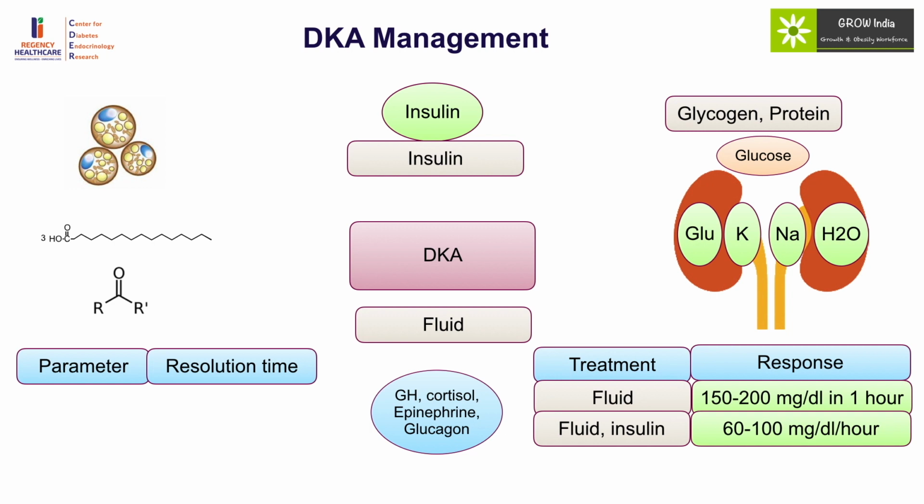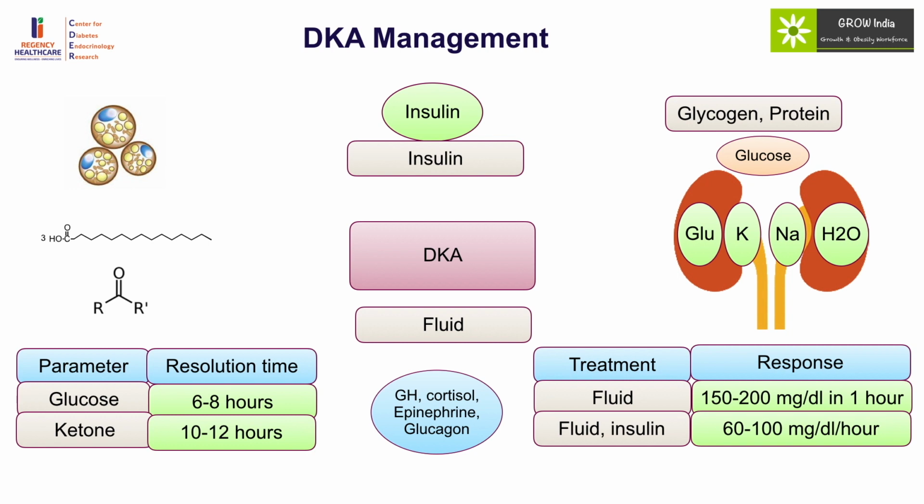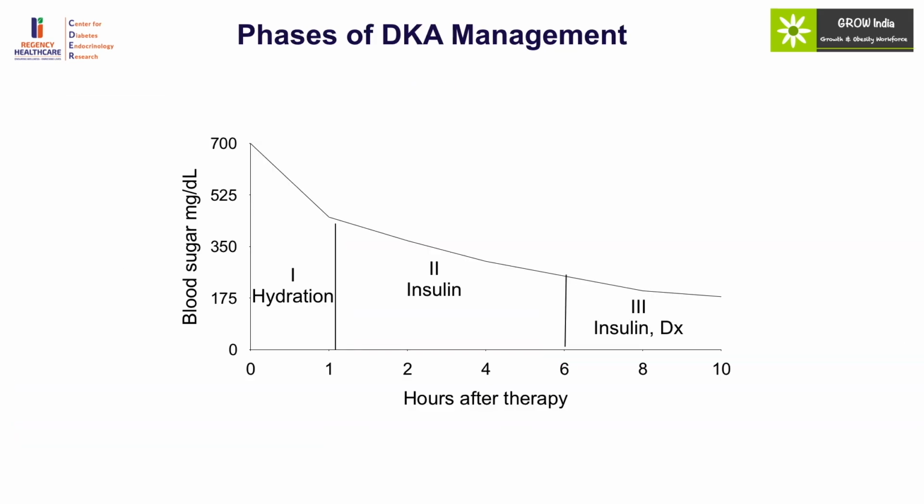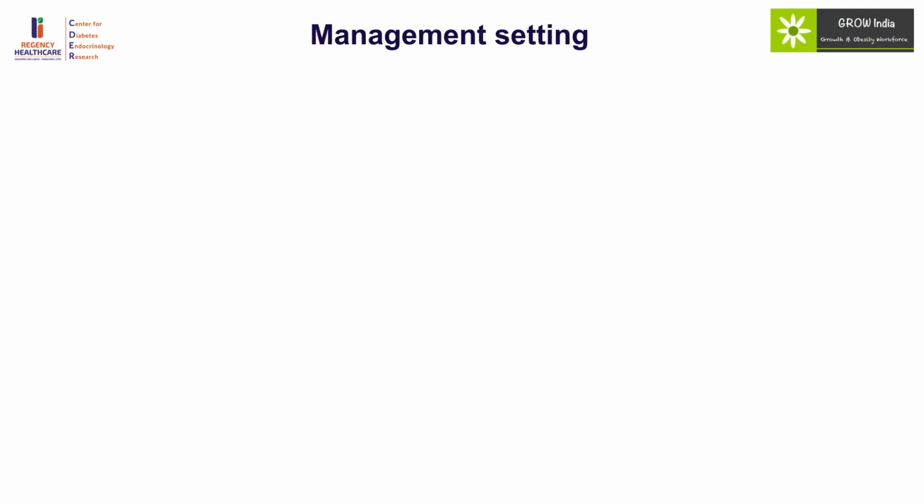Now we need to understand the timeline in terms of resolution of various parameters. Glucose typically resolves by 6 to 8 hours, ketones by around 10 to 12 hours, and acidosis by 14 to 18 hours in reasonably moderate to severe diabetic ketoacidosis. So there will come a time where glucose has resolved but ketoacidosis has not. At that point, decreasing or stopping insulin will cause worsening of diabetic ketoacidosis. So one needs to continue fluid and insulin and add dextrose, so there is a stable fall in ketone levels. So there are basically 3 phases in management of diabetic ketoacidosis: initial hydration with fluid alone, use of insulin, and subsequently insulin with dextrose.